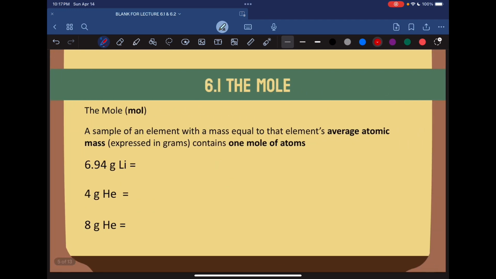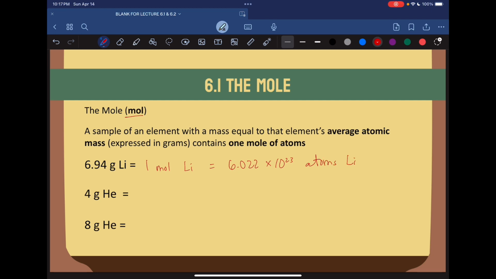The mole, abbreviated MOL. A sample of an element with a mass equal to that element's average atomic mass expressed in grams contains 1 mole of atoms. So if I'm looking at 6.94 grams of lithium, this is equal to 1 mole lithium, which has 6.022 times 10 to the 23rd atoms of lithium.